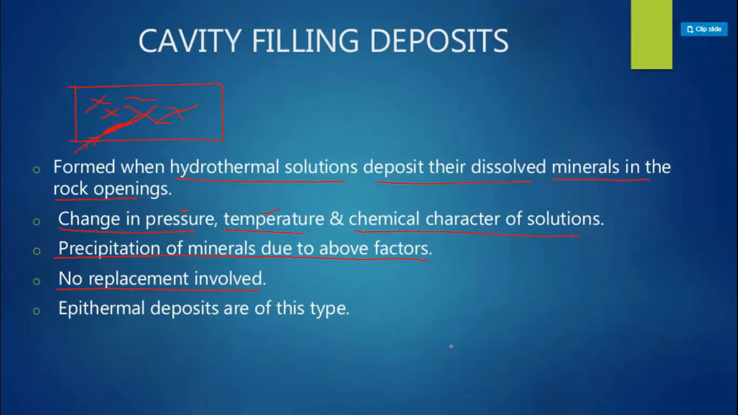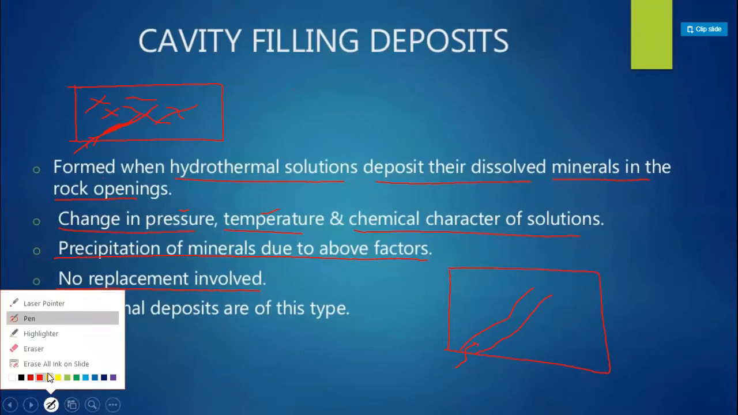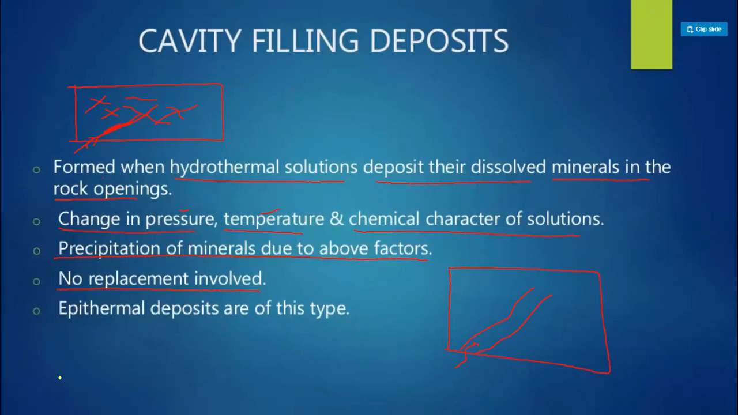As I told you, suppose this is a rock and there is a cavity here. I will make it larger. If the solution enters into this crack, it will crystallize in this crack only. This is country rock, these all are country rock, already present rock, and this is a crack. If the solution is getting crystallized and precipitates in this crack, this is called cavity filling deposits.